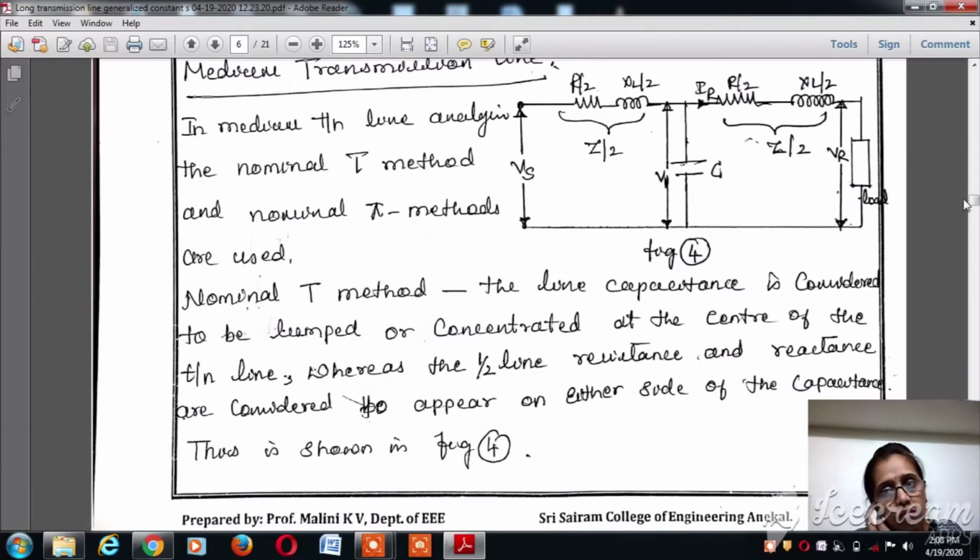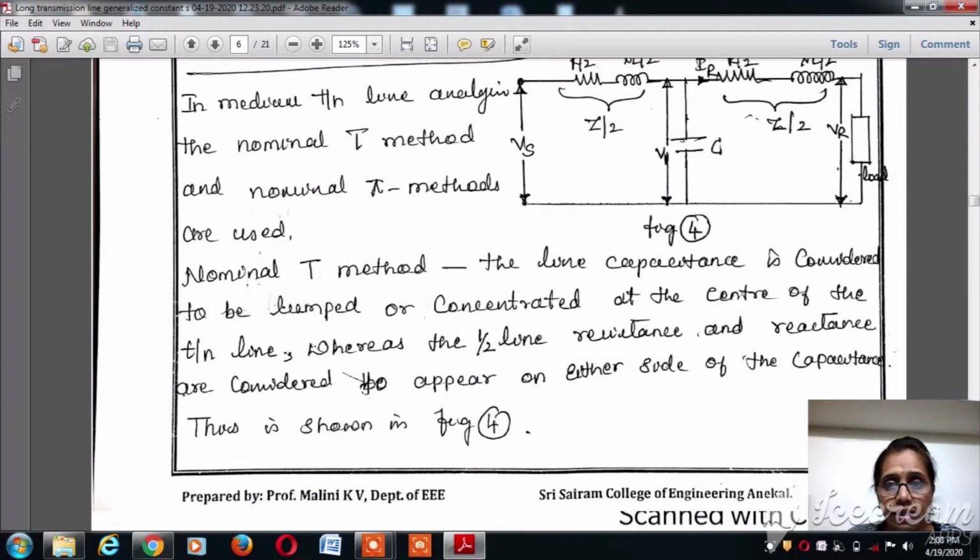Now the load is considered to have the receiving end voltage of VR. R divided by 2 plus XL divided by 2 on either side constitutes Z divided by 2 as the impedance of the circuit, and the voltage across the capacitance at the center is considered to be V1. C is the capacitance, XC is the capacitive reactance, Vs is the sending end voltage, Is is the sending end current, and IR is the receiving end current, and Is is nothing but the vectorial sum of IC and IR.